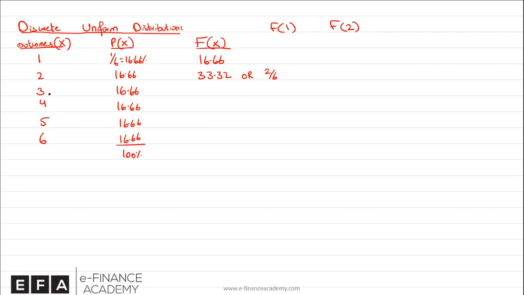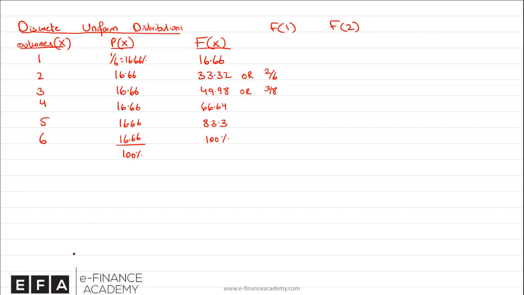Likewise, what is the probability of getting 3 or lower? We add all these 3, and what we get is 49.98, or simply we say 3 out of 6. And then we continue like that. This will be 66.64. The probability of getting 5 or lower is 83.3. And finally, this should always be equal to 100%. So that's how you are actually going to do the calculation.